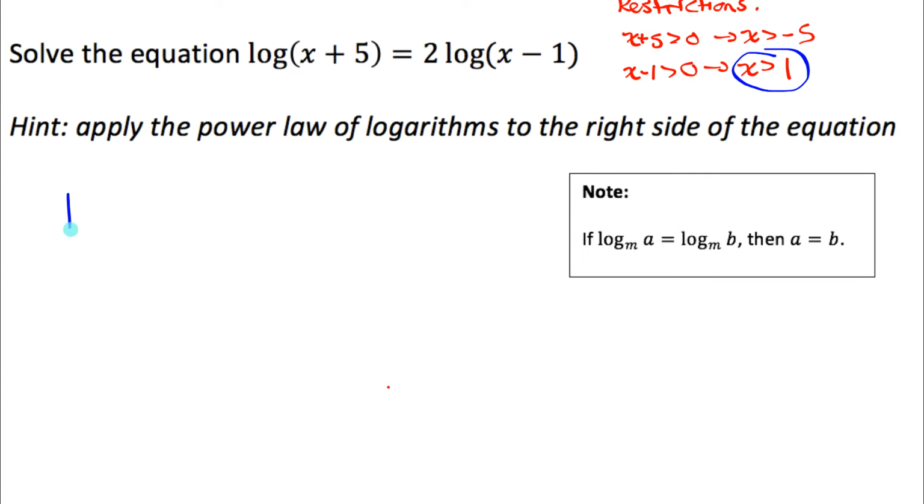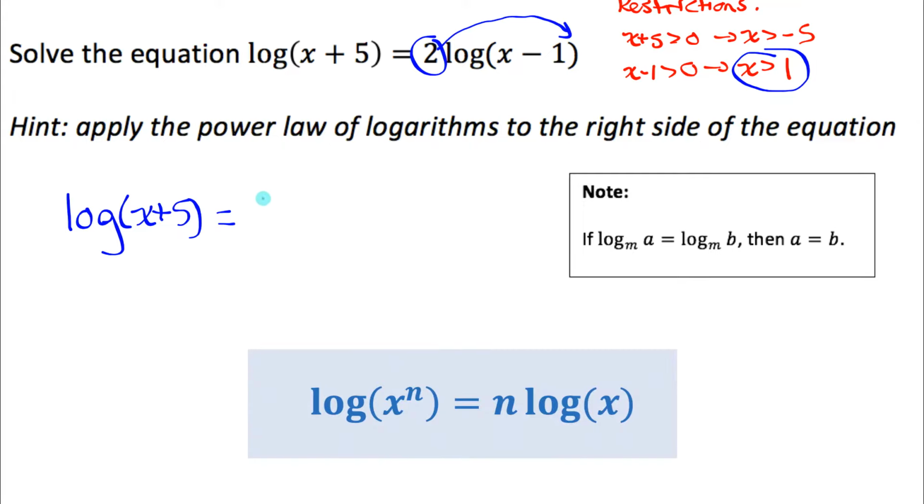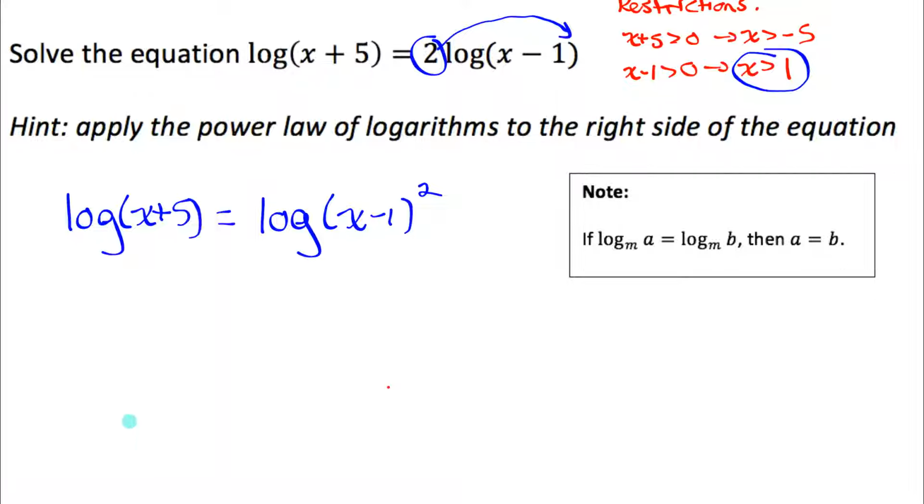Let me show you. So I have log of x plus 5 equals, now in order for the coefficients to both be 1, I'm going to have to move that coefficient up into the exponent of the argument. I can do that because of the power rule of logs. So on the right, I would have log of x minus 1 squared. Notice I now have log equals log, where the bases of both of those logs, even though I don't see it, because they're the common logarithm, are both 10, so I can just set the arguments equal. The only way this equation could be true is if the arguments were equal. So I have x plus 5 equals x minus 1 squared.